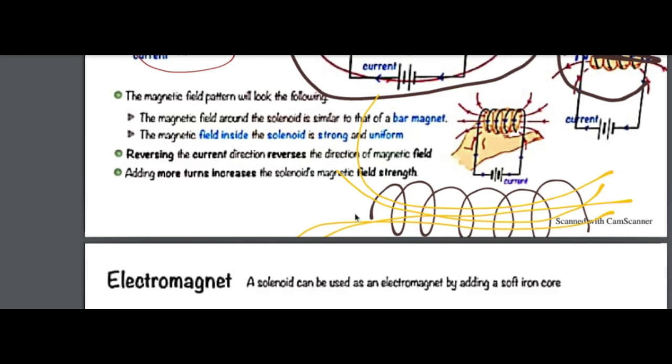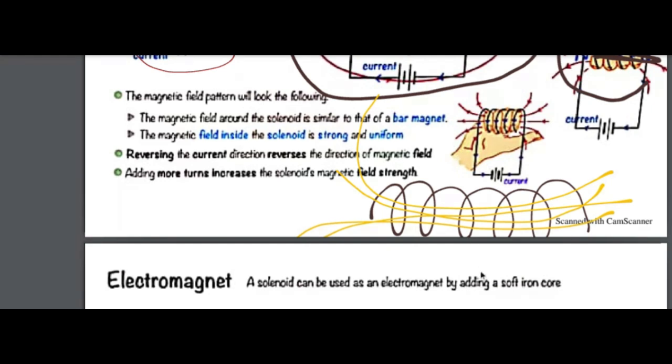Magnetic field pattern will look like the following. The magnetic field around a solenoid is similar to that of a bar magnet. The magnetic field inside the solenoid is shown, and reversing the current direction reverses the direction of the magnetic field. And adding more turns increases the solenoid's magnetic field strength.